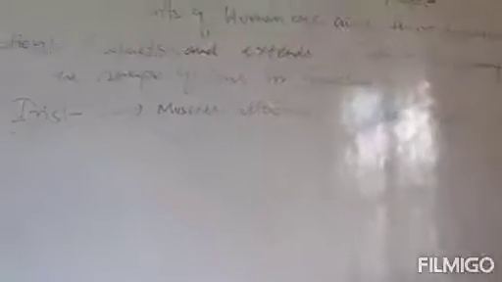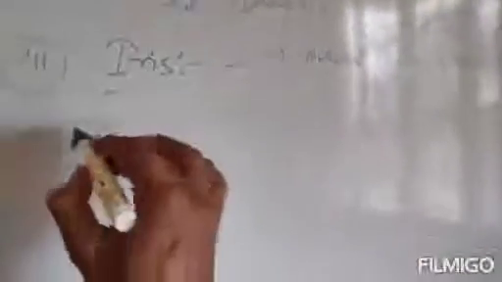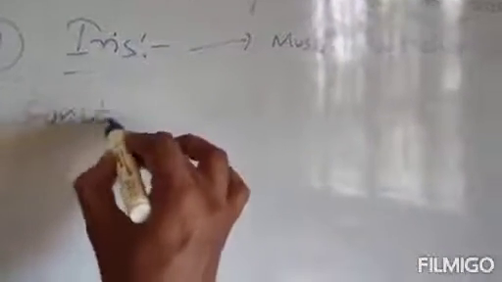Like the ciliary muscles were attached to the eye lens, these iris muscles are attached to the ciliary muscles. Clear? So what is its function?